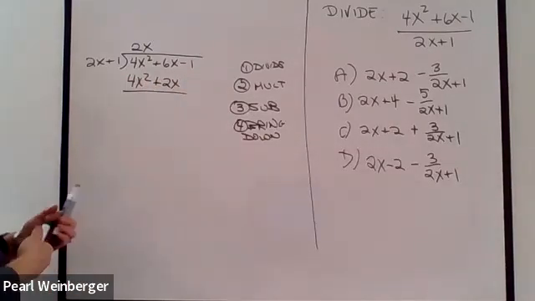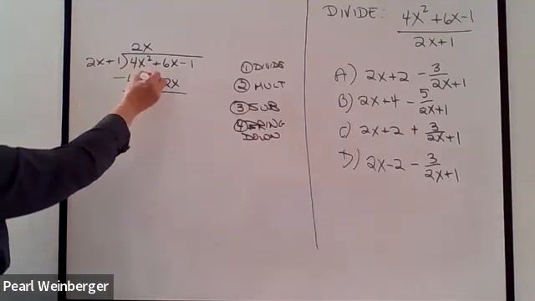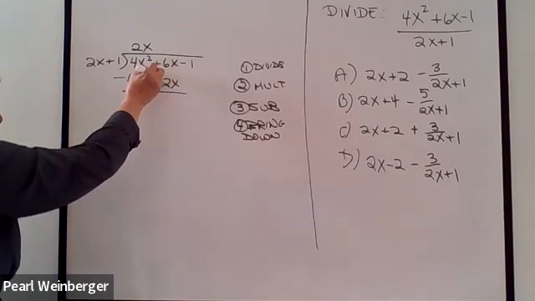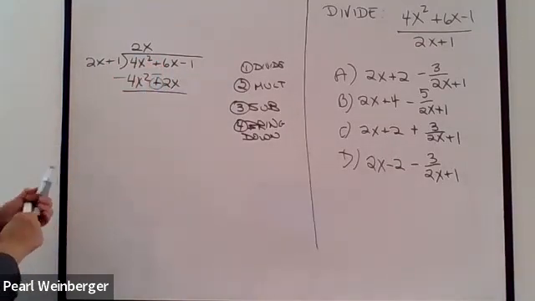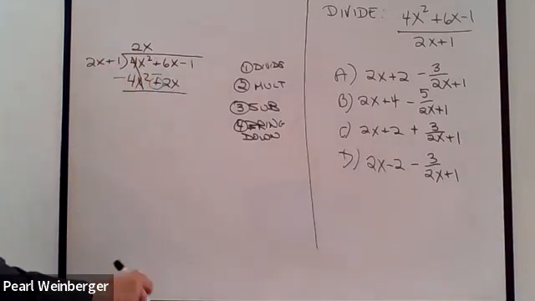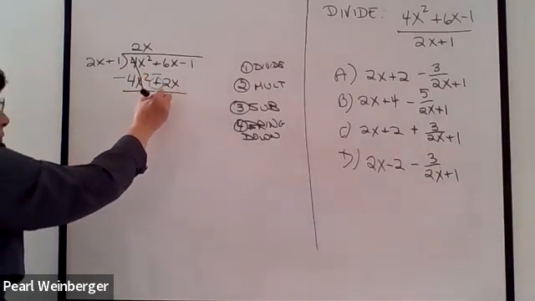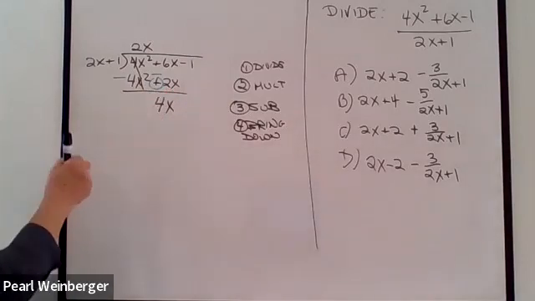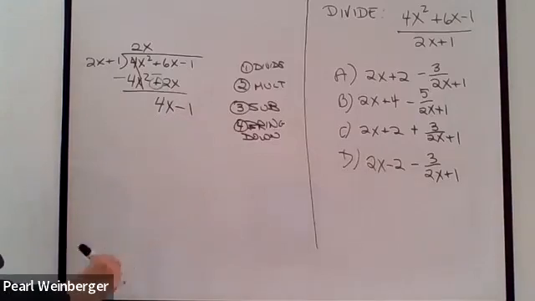After I multiply, I'm going to subtract, which means this is going to become a negative, and this is also going to become a negative because it was originally a positive. And the 4x squared minus the 4x squared cancels out. And here I have 6x and negative 2x, which gives me positive 4x. I subtract, now I bring down the next term, negative 1, and start all over again.